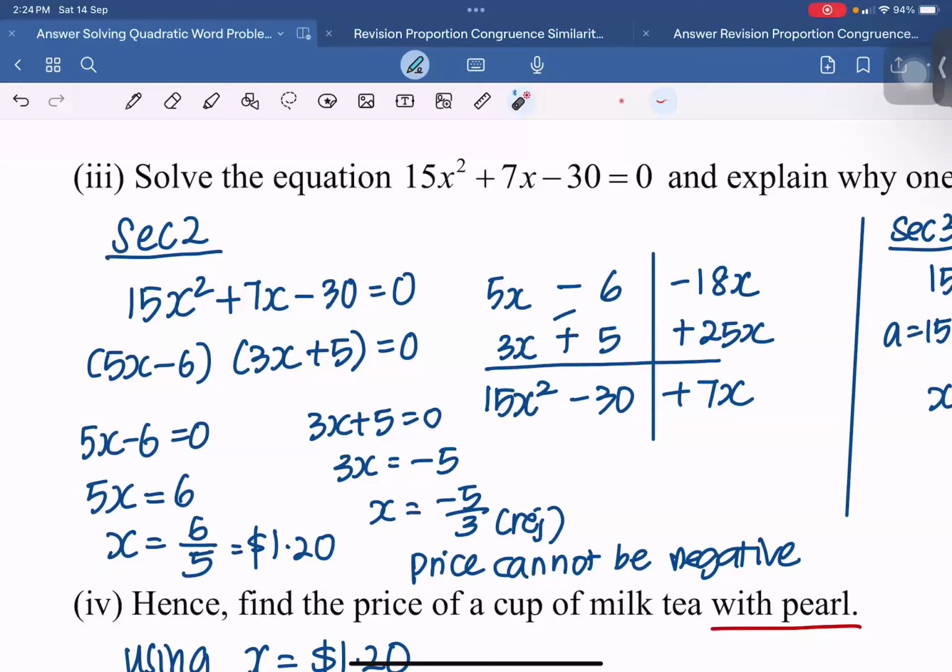Your calculator will give you 6/5. Okay, so what does 6/5 mean? 6 is here, 5 is over here. So we have the other one, 5/3. So 5 over here and 3 over here. So we have 5x times 3x to give you 15x squared.